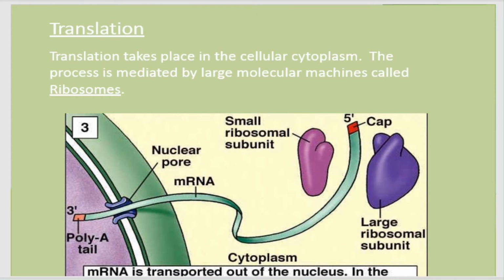The process called translation takes place in the cellular cytoplasm. The process is mediated by a large molecular machine called ribosomes. So after transcription, translation will proceed. The messenger RNA that carries codes based on the DNA will then be attached to the ribosomal RNA. These ribosomal RNAs are like machine readers. Afterwards, transfer RNA will be attached to the ribosomal RNA, and this transfer RNA will carry amino acids based on the codes carried by the messenger RNA.